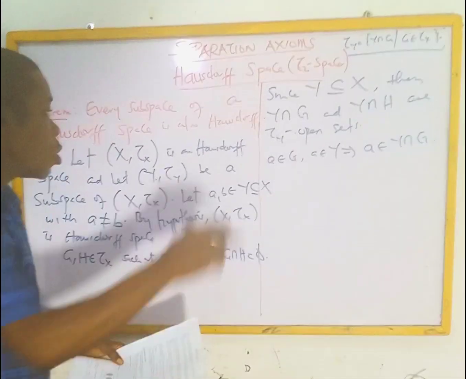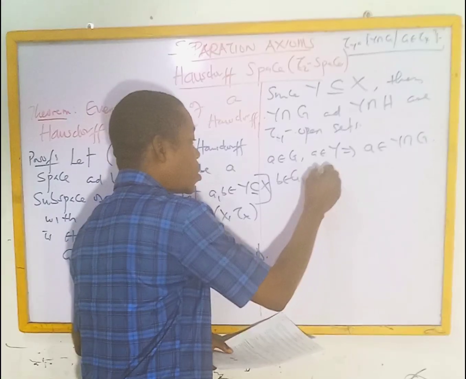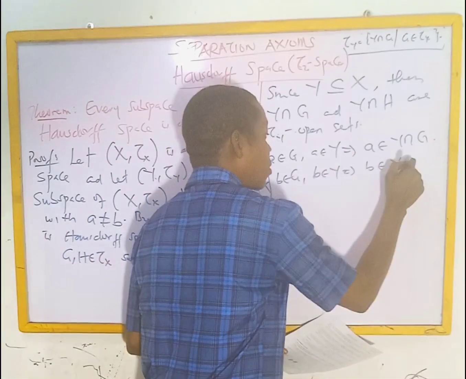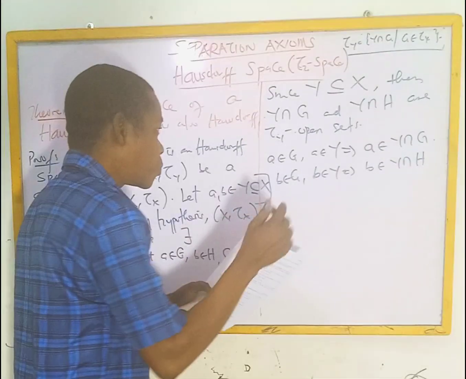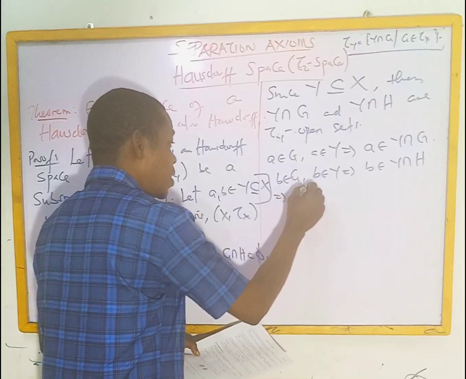Am I communicating now? So the same thing goes for B. B is in G. I know that B is also in what? In Y. Implies B is in what? Y intersection H. Are you considering that? So now there is a condition given to us that, note that we have G intersection H is what?